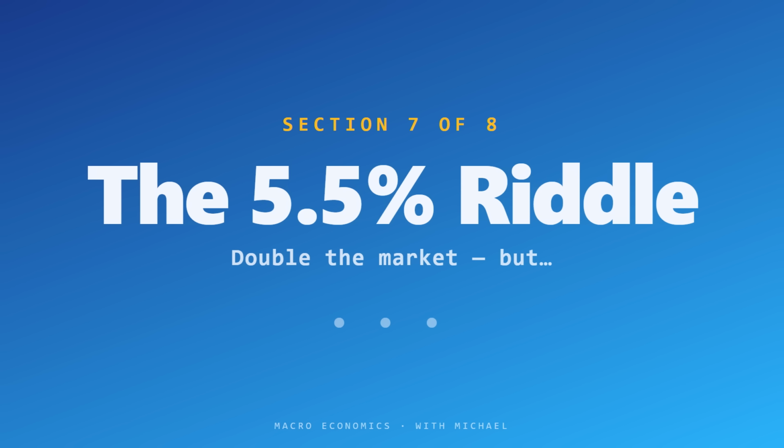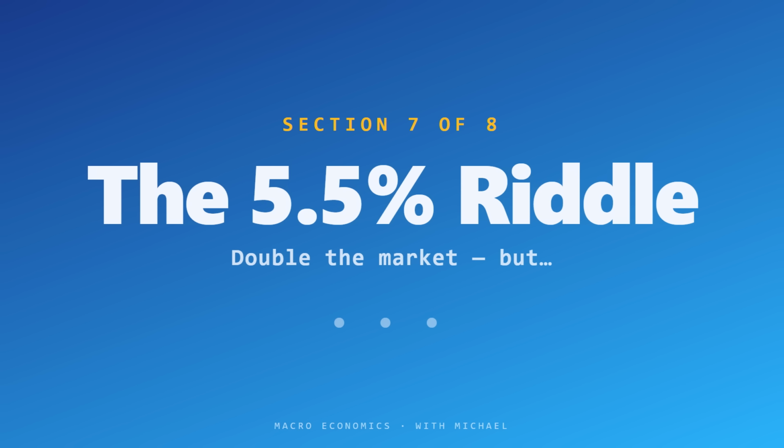Section 7. The 5.5% riddle. Let us make alpha concrete with a riddle. Suppose a fund returned 5.5% while the market returned only 2.5%. More than double the market. So it must be a brilliant fund. Case closed, right? Not so fast.